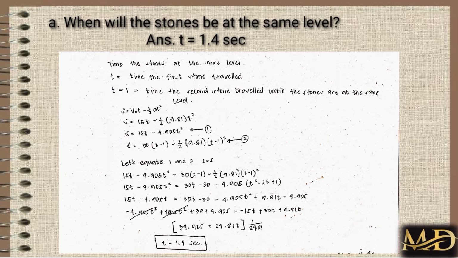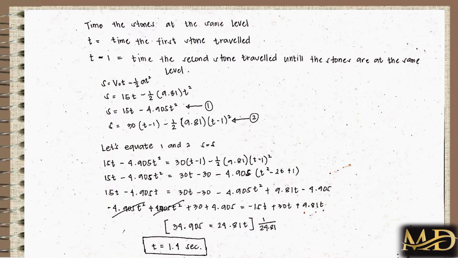While equation 2 is S equal to 30 times T minus 1, minus 1/2 times 9.81 times T minus 1 squared. So let's equate 1 and 2. S is equal to S. 15T minus 4.905 T squared is equal to 30 times T minus 1, minus 1/2 times 9.81 times T minus 1 squared. So first, let's square the T minus 1.